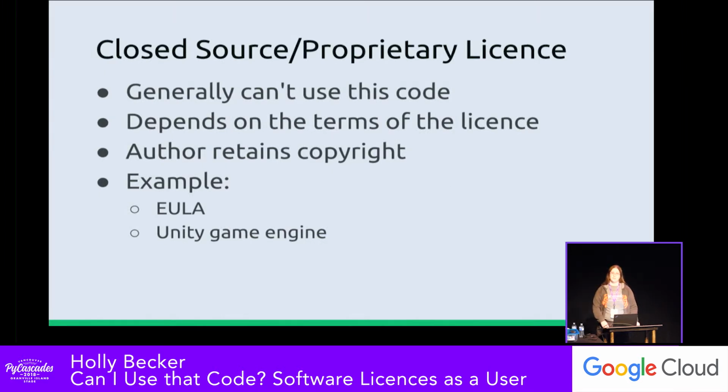The next category is closed source or proprietary licenses. Generally, you can't use this code, or you can only use it in some restricted sense, like you can run the code but you can't modify or redistribute it, or you can get access to the binary but not the source code, which is a little bit less relevant in Python. A common example of this is a EULA. Yes, I agree to whatever you say, I just want to be able to run this program, probably a video game. Another example is the Unity game engine, which you can use to make video games for free up until you make a certain amount of revenue off of that, and then you have to pay Unity to use it, which is kind of an interesting business model.